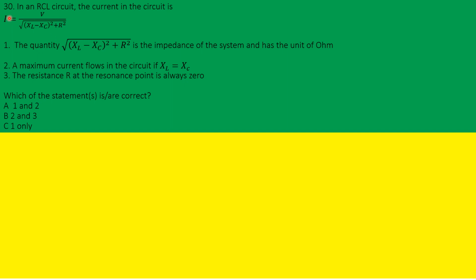Very correct. For I to be maximum, this guy has to be minimum. When is this minimum? When the reactance of the inductor is equal to the reactance of the capacitor. This guy cancels out, so we are left just with the resistance of the resistors. This is when that guy is maximum. So 2 is correct. The resistance R at the resonance point is always 0. Of course, R does not change. It's not a varying commodity in that circuit. Only XL and XC are varying because they depend on the frequency and other things, right? So our answer is clearly A here.